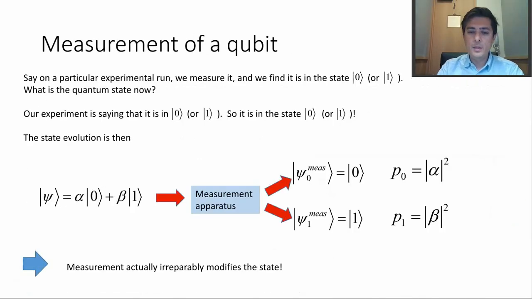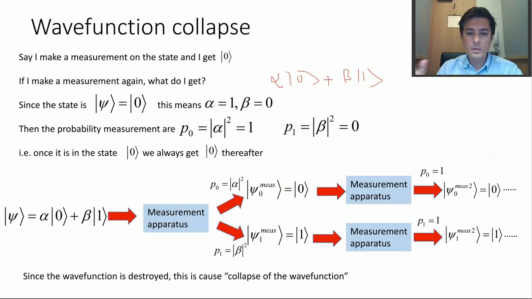So if you start with this quantum state that's in this superposition, after one measurement, it will collapse to these classical kind of states. And then thereafter, it's just a classical state. It will just be in that state for the whole time. So this is called the collapse of the wave function.